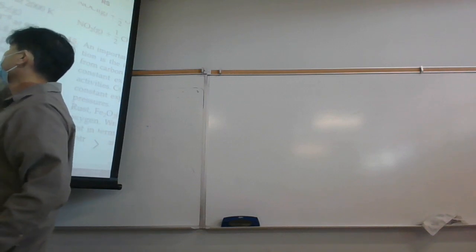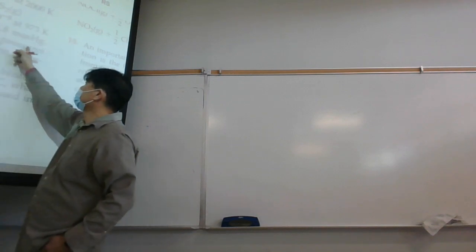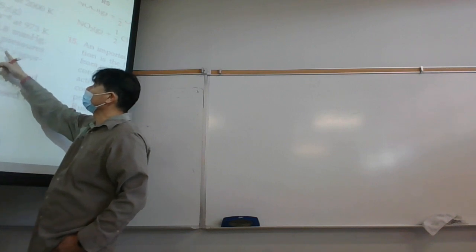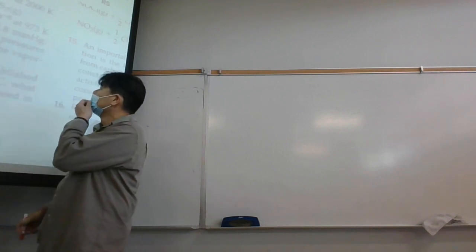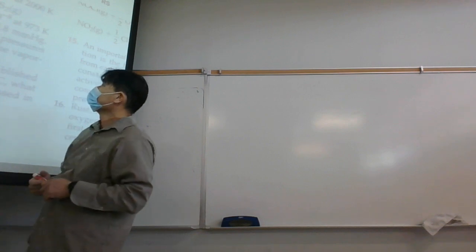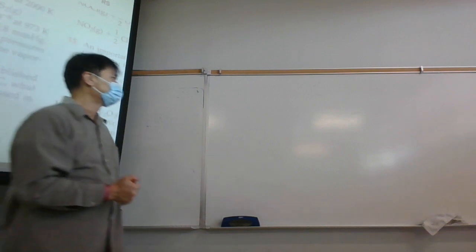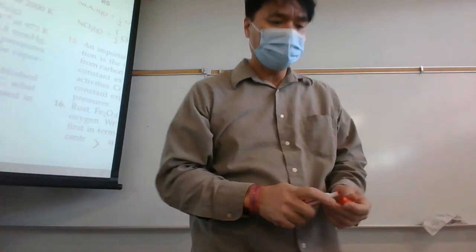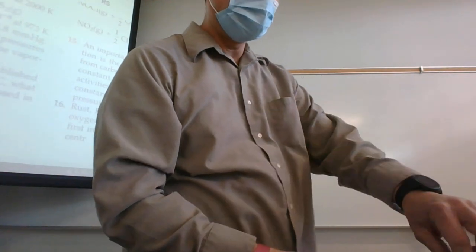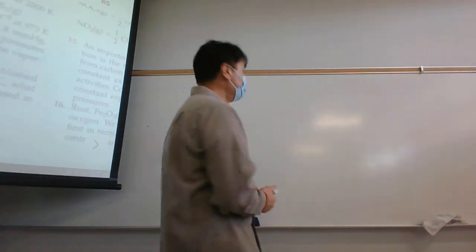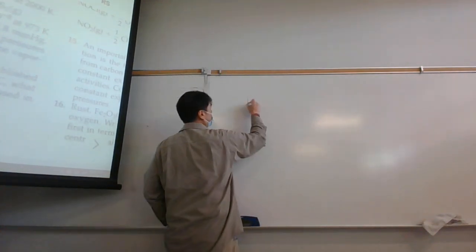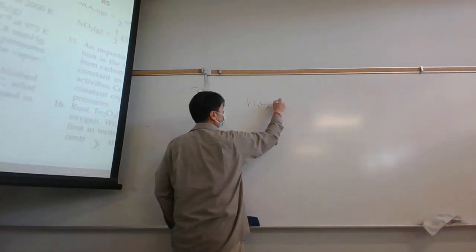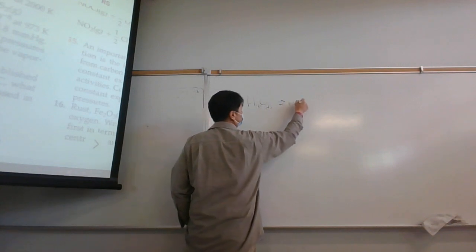But the vapor pressure of water at 25 degrees C is 23.8 millimeters of mercury. Write Kp for the vaporization of water with pressures in atmospheres. For the vaporization of water, the first thing is we need the equilibrium equation. It's going to be H2O liquid goes to H2O gas.